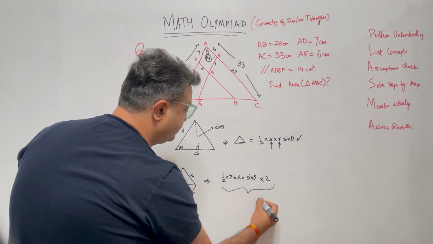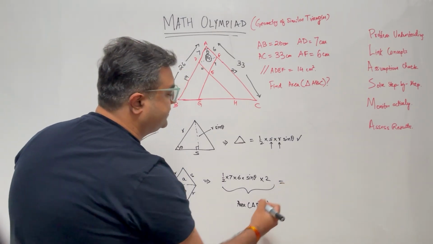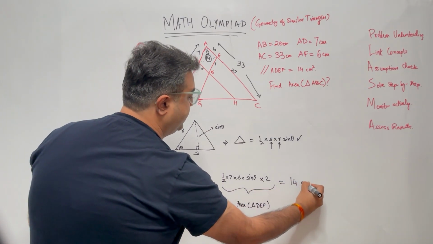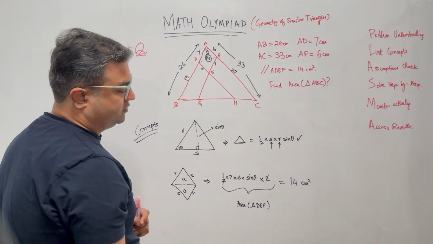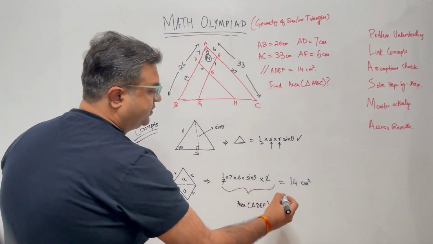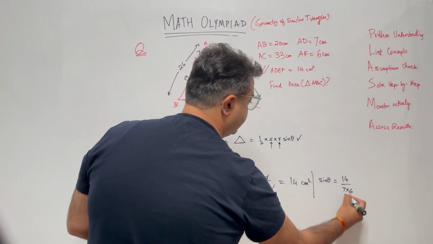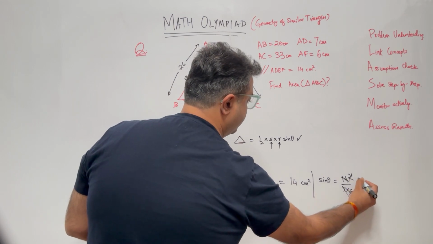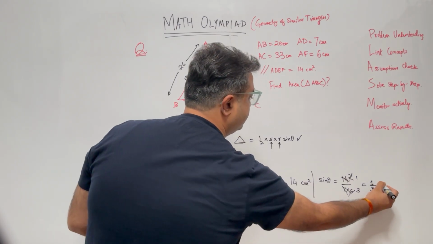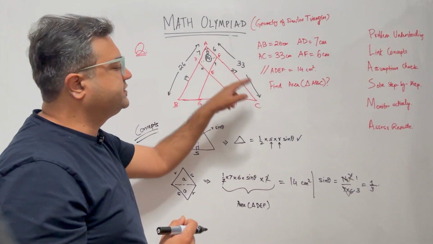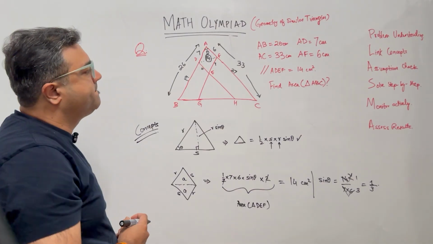This is the area of ADEF, and this is equal to 14 centimeter square, which is given to us. So when you cancel the 2, sine theta is equal to 14 divided by 7 into 6. So this is 2, and then this 2 is 1 and 3. So this is 1 over 3. So our theta is sine inverse of 1 over 3, right? But let's just keep sine theta is equal to 1 over 3.